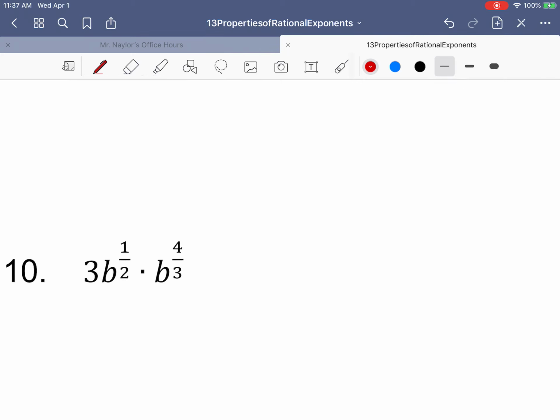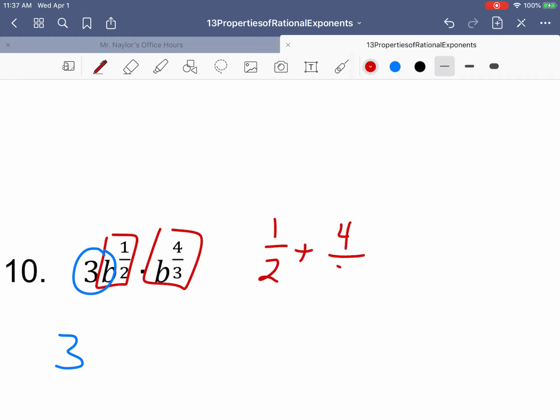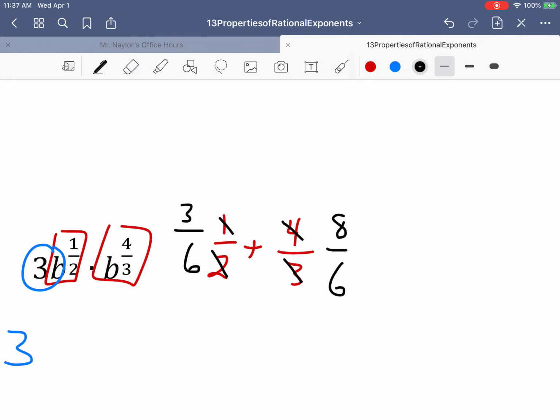Now, in a problem like this, the b's are the bases that are the same. So that 3 that's out here, honestly, is just going to tag along to my final answer. But it's my b's that I want to try to add the exponents. Remember, you add the exponents when you have the same base. Only problem is I can't add unless the denominator is the same. So I want to multiply by 2 so I can get a denominator of 6. I want to multiply this by 3 so I can get a denominator of 6. So I change my fractions to be 3/6 and 8/6, which if you add them together is 11/6.